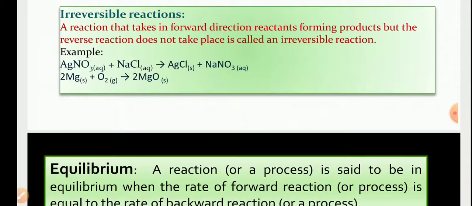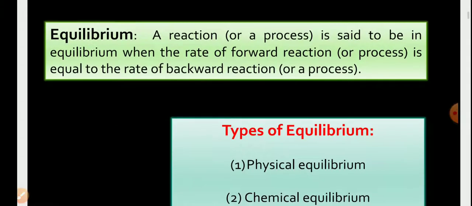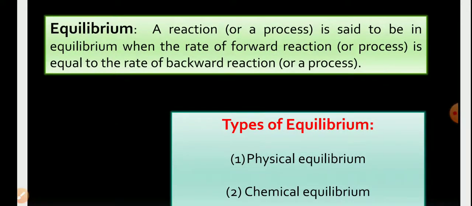So it is an irreversible reaction, that is unidirectional. Now, equilibrium. What is the definition of equilibrium? A reaction is said to be in equilibrium when the rate of the forward reaction is equal to the rate of the backward reaction.